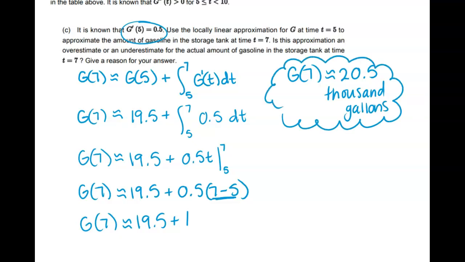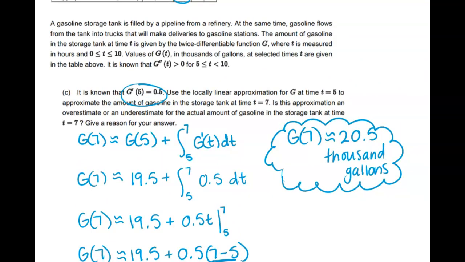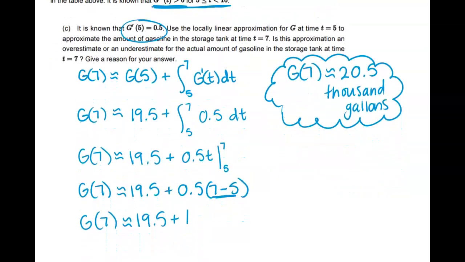Now we want to look at if it's an underestimate or an overestimate. And this always has to do with concavity. Let's see what else we have. We know that g double prime of t is greater than 0 for 5 to 10, which is what we're looking at, between 5 and 10, or specifically between 5 and 7.